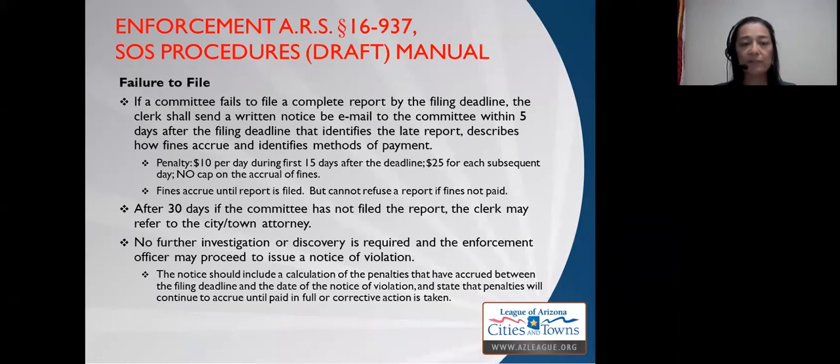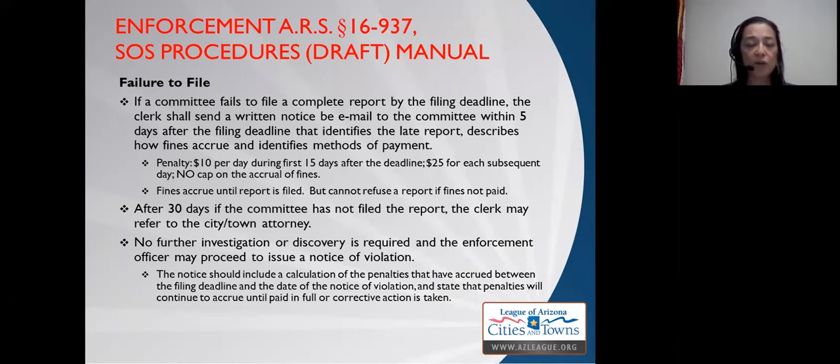I want to touch briefly on failure to file and enforcement. If a committee fails to file the reports, there's a procedure in place about giving the committee written notice within 5 days after the deadline, letting them know what the penalties are and what's going to happen if they don't come and file their reports. And after 30 days, if the committee still hasn't filed, the clerk can go ahead and refer the matter to the city or town attorney.